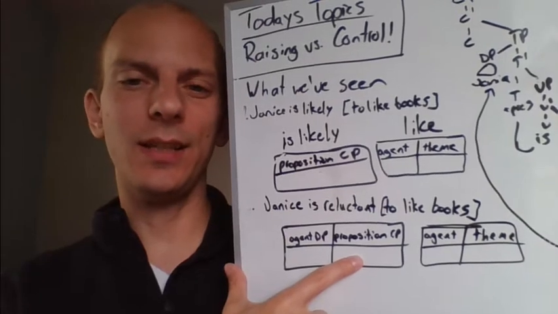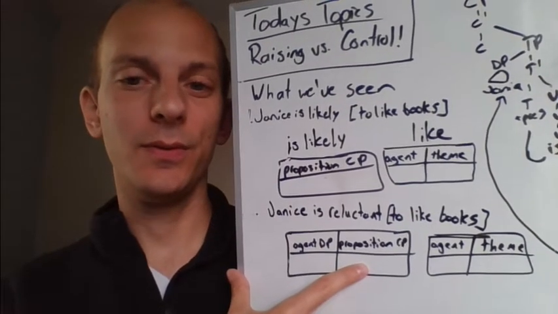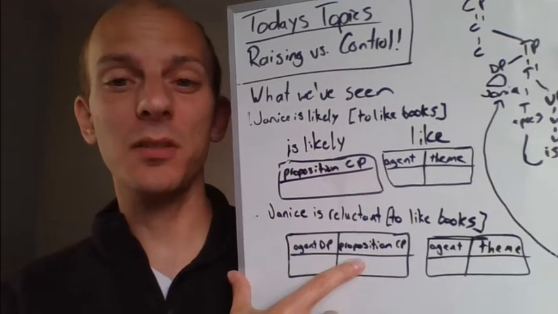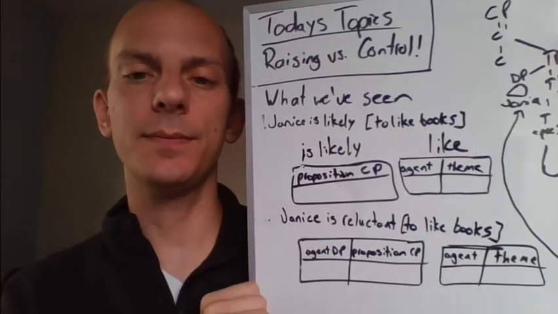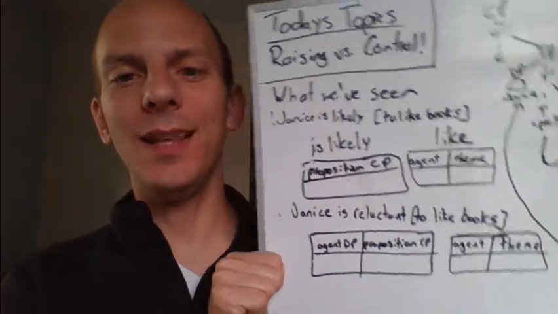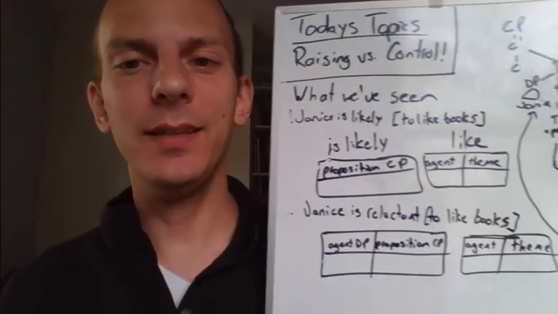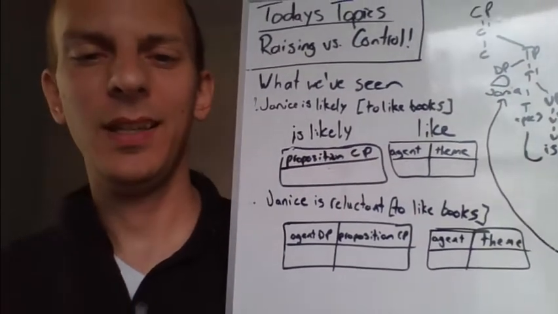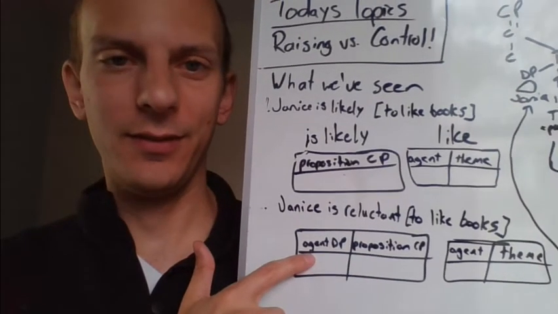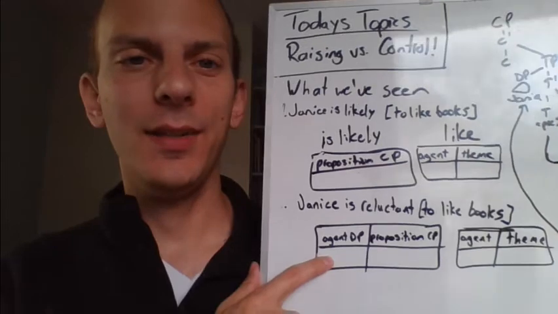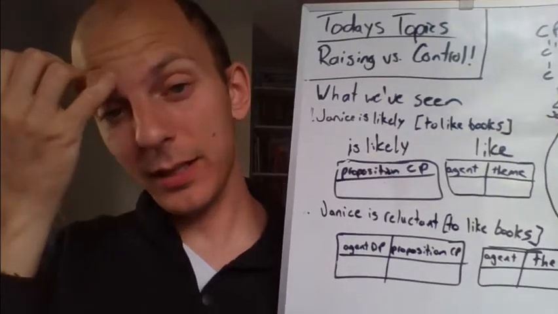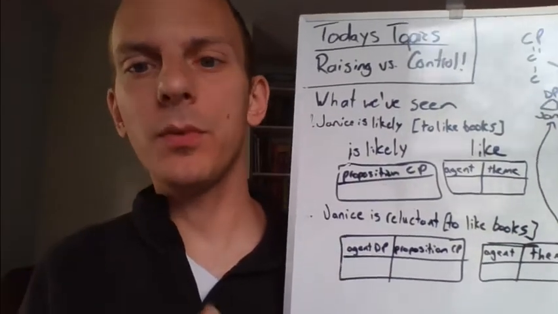What is Janice reluctant about? Janice liking books. So we have a proposition, this Janice to like books thing. Who is reluctant? Janice. Janice is reluctant. Why am I being weird about this? Well, I'm weird. That's just an inescapable truth.